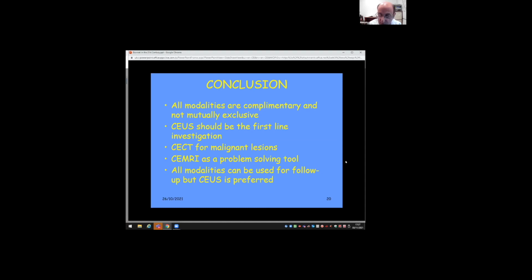Now, we have made a decision here that a CT simply to characterize a renal lesion will not be done unless an ultrasound is first performed.